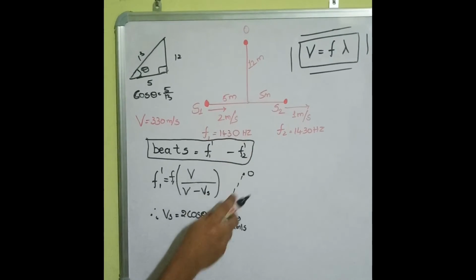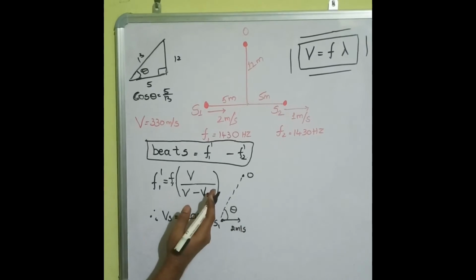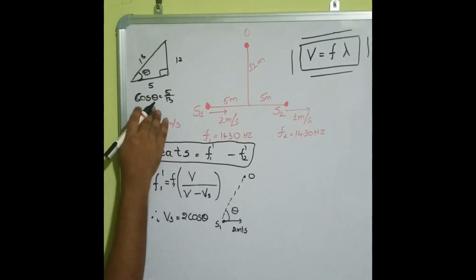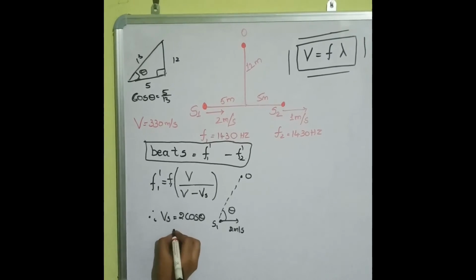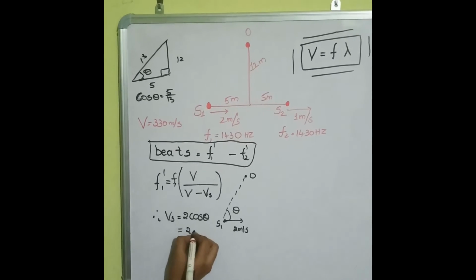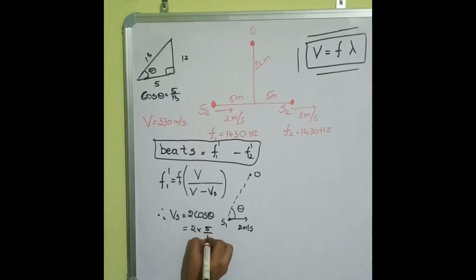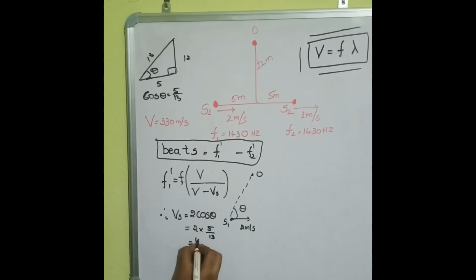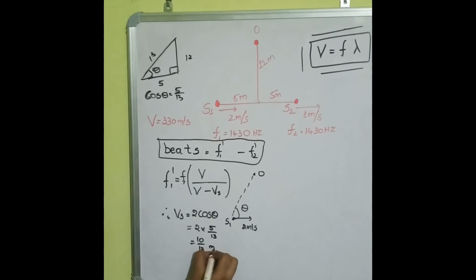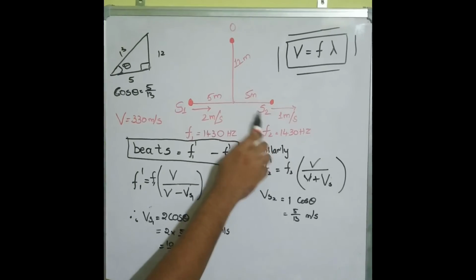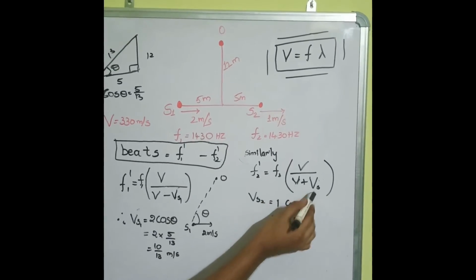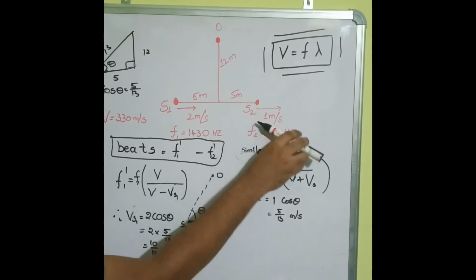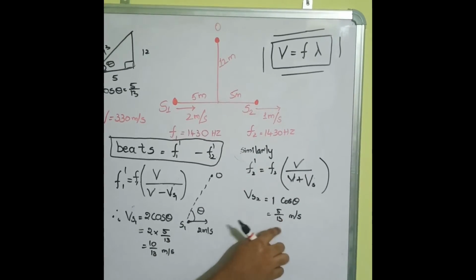We have to take the component of the velocity by Pythagoras theorem. Cos theta equal to 5 by 13. So Vs1 equal to 2 cos theta, that is 2 into 5 by 13, equal to 10 by 13 meters per second. The second source is moving away from the observer. We get the plus sign in the denominator, and by taking the component of the velocity, we get Vs2 equal to 5 by 13 meters per second.